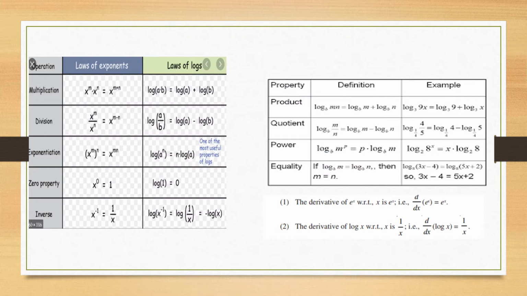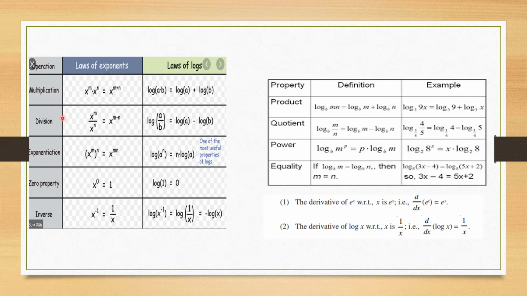Now let us see how the laws of exponents are connected with the laws of logs. In your junior classes you have studied the laws of exponents, so let us see how they are related with the laws of logs. You know, x raised to power m into x raised to power n is equal to x raised to power m plus n. If bases are the same, powers are added. So this is the law of exponents. Now how is the law of logs? Log of a into b is equal to log a plus log b.